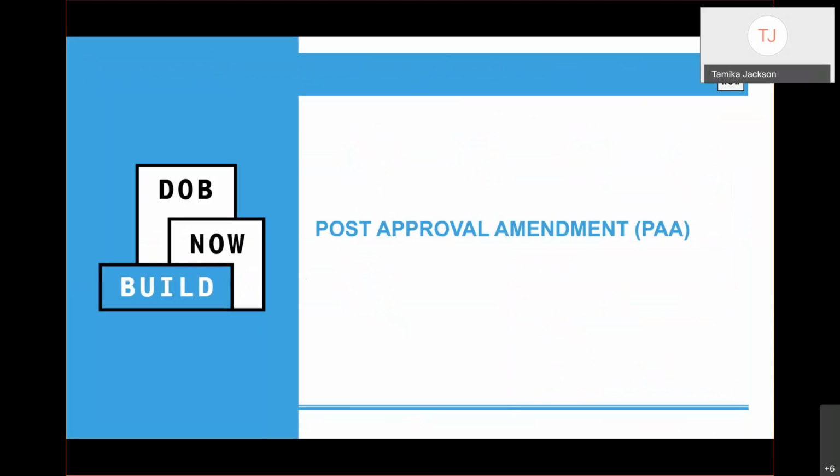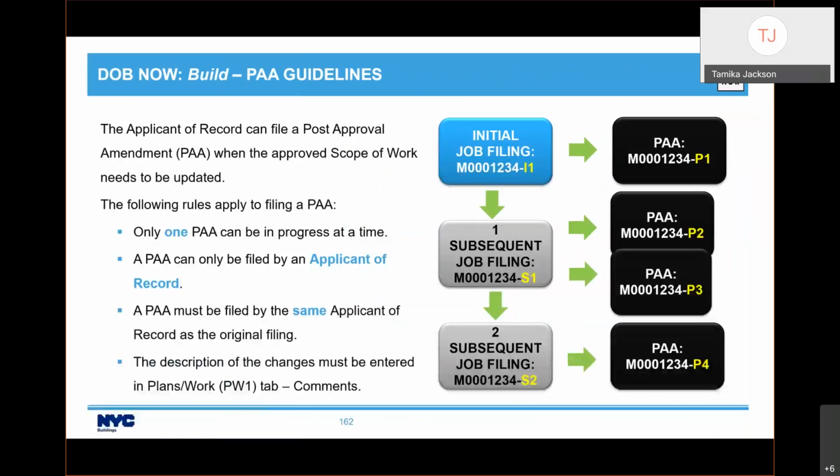So let's move up another level to PAA. PAAs are used for specifically updating the scope of work after job filing is approved. You can only have one at a time. The applicant must be the same applicant of the original filing, and the changes or edits being made must be entered in the comments field. So get familiar with that comments box at the bottom of the PW1 filing.